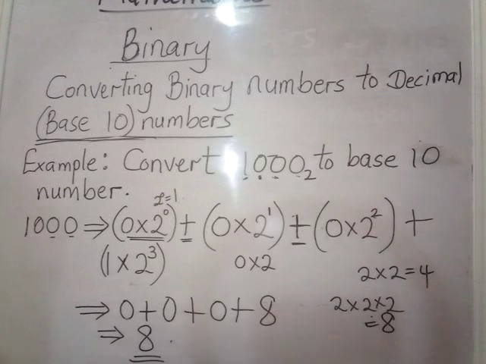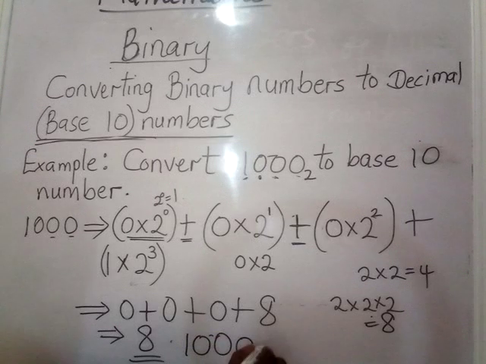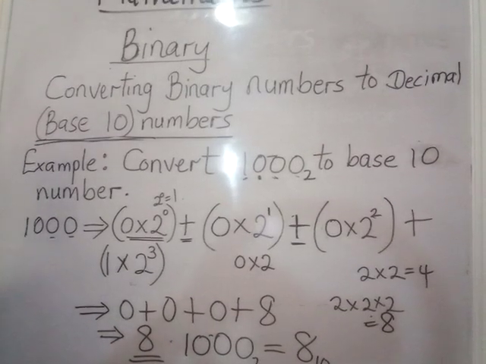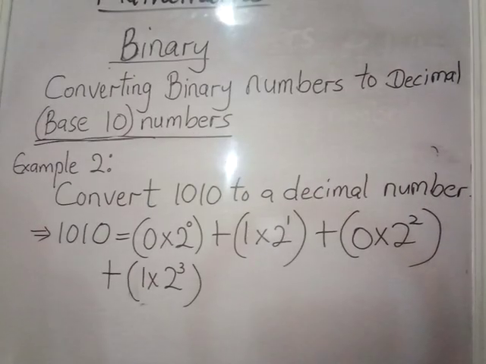That means the number 1000 in the binary form, in the base 2 form, is equal to 8 in the base 10 form. I hope we are following. So let's take the next example.